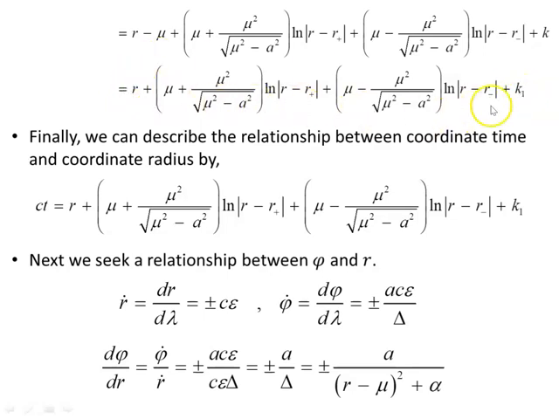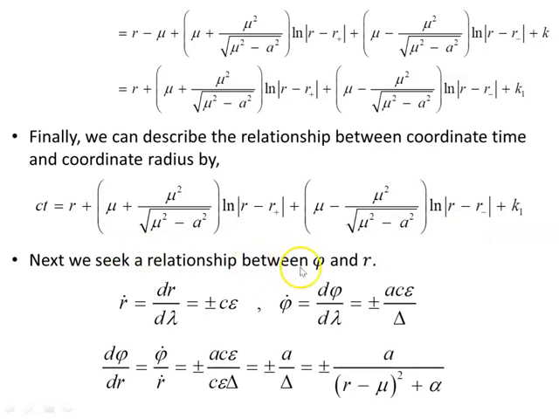All right, so here's the end result, where this minus mu has been incorporated into that constant on the end. So we can describe finally the relationship between coordinate time and coordinate radius by CT as this. Okay, and where K1 has absorbed that constant mu there, minus mu. Okay, so that's that first one.